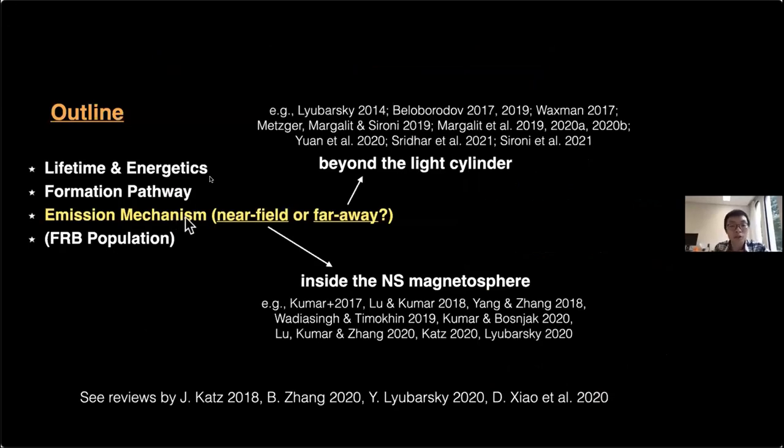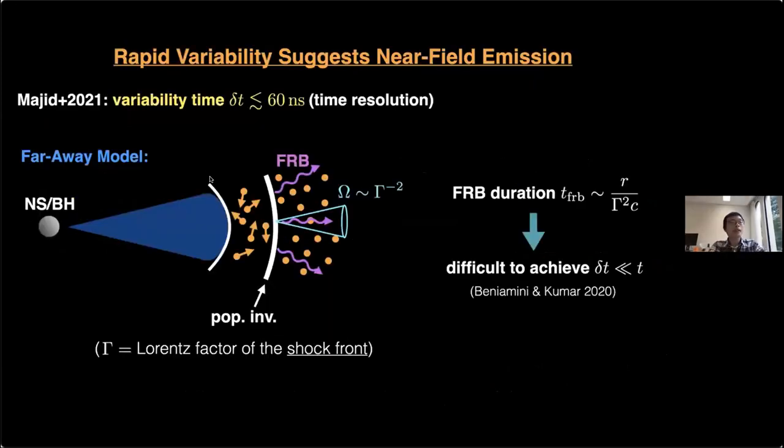So going to the emission mechanism, there is a near field and a faraway model, as we discussed earlier. There are all these references shown over here if people are interested. The key constraint comes from the variability time. This is done by Wallet et al's observation. They found the variability time of one of the bursts from the M81 FRB is shorter than their time resolution.